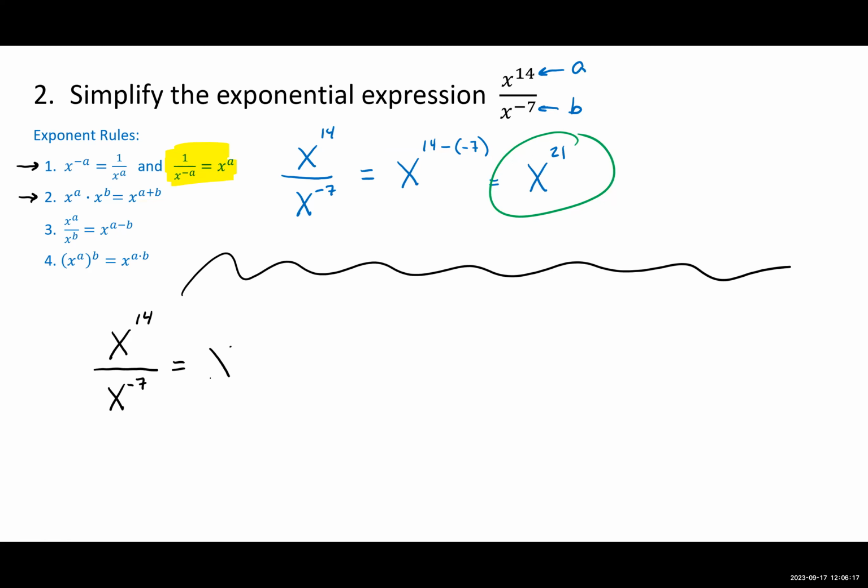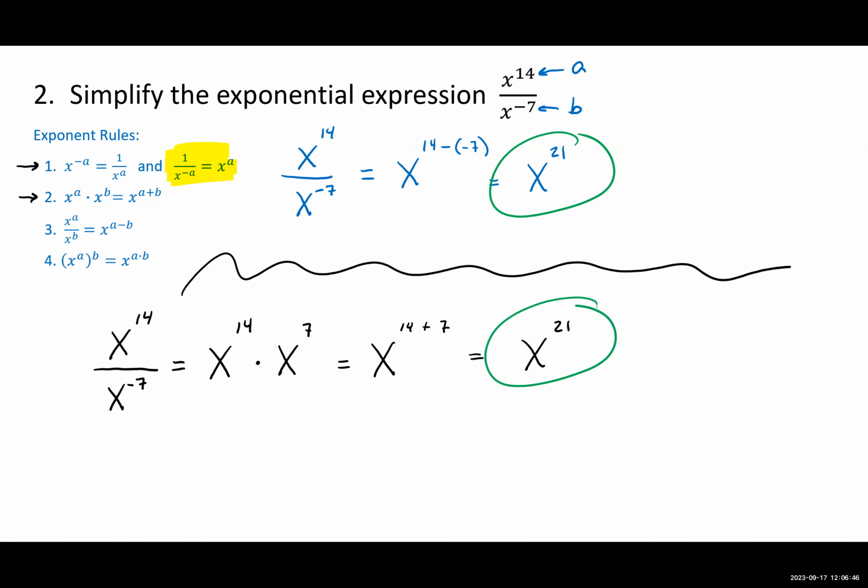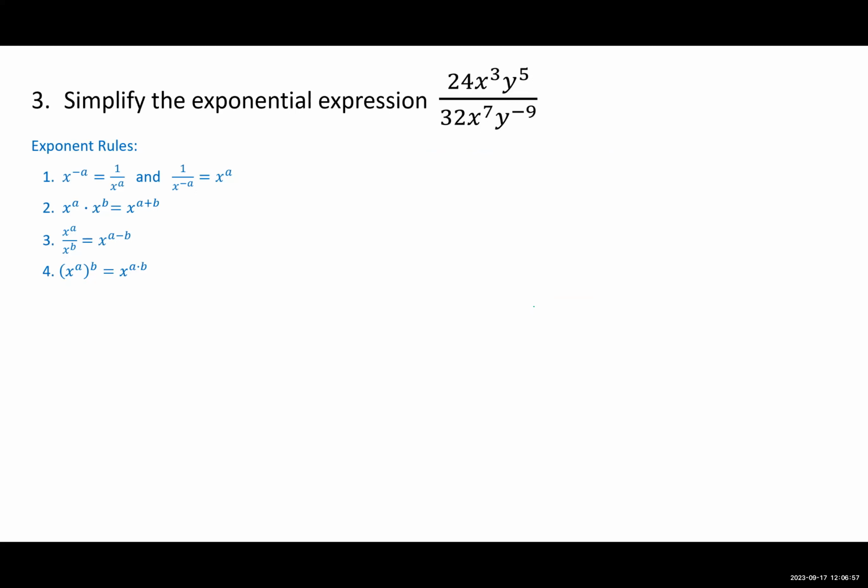So that's x to the 14th times x to the positive 7. Now, again, we're multiplying the same base, so we add the exponents. So that's x to the 14th power plus 7th power. So that again gives us x to the 21st power. All right, a couple of different ways to approach the problem, but we're using this list of exponent rules. Okay, number 3, a little bit more complicated.